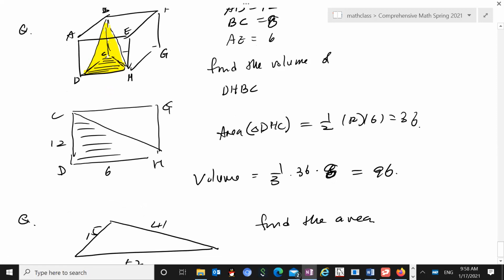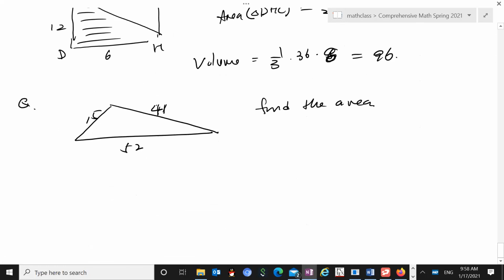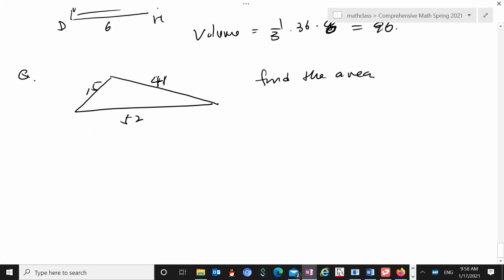So our next problem, this is one we discussed before, but my point is how many methods you can have to solve this problem. Well, first of all, you can always use Heron's formula. You can use Heron's formula.